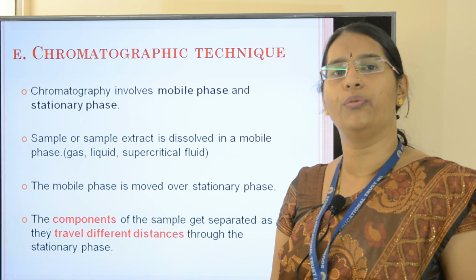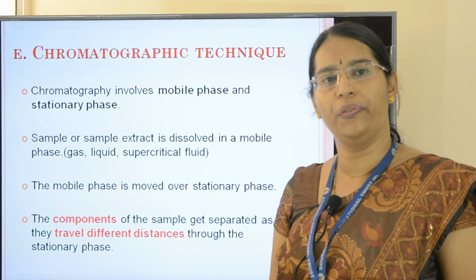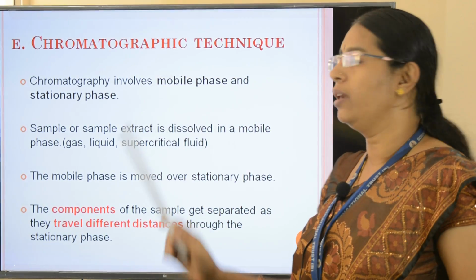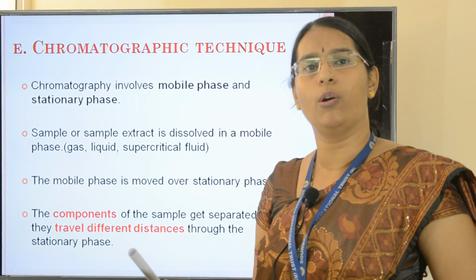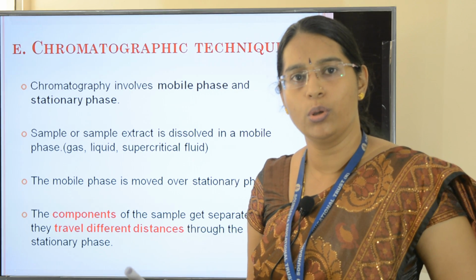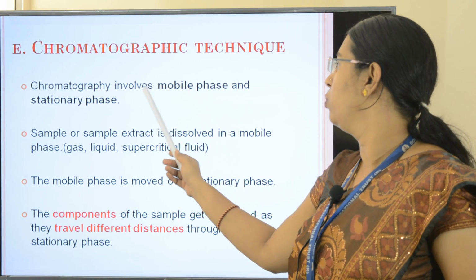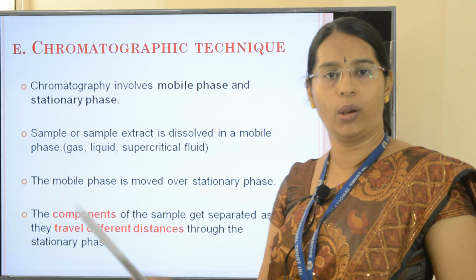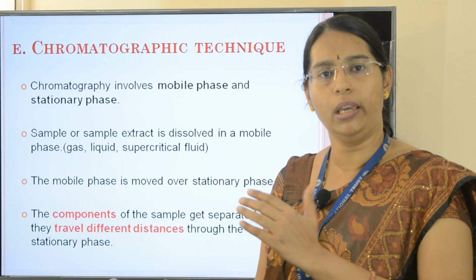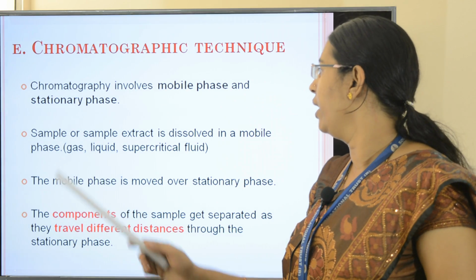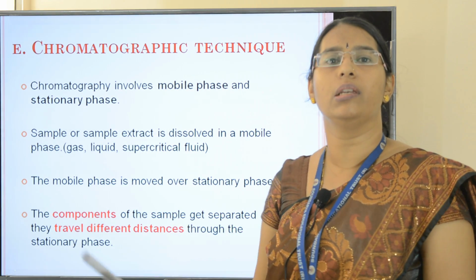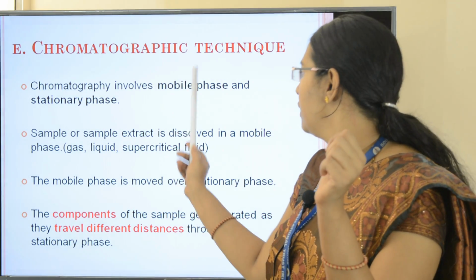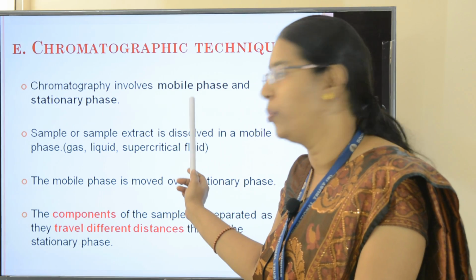Till now we have discussed 5 different techniques for the purification of the metal. The 6th technique is the chromatographic technique. Some of the basic concepts of chromatography you have already studied in your first PU. So you know that chromatography generally involves 2 phases. First one is the mobile phase, because it is moving continuously, and the second one is the stationary phase, because it is not moving and it is stationary.